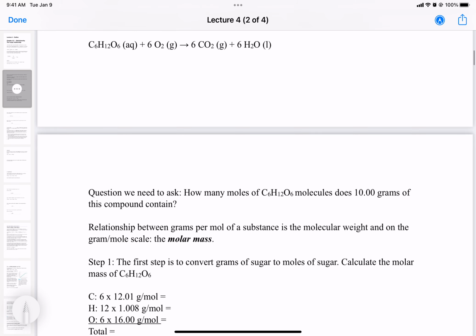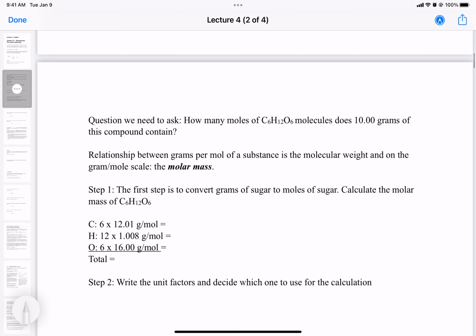So first, we need to know the relationship between grams per mole of a substance, and that is the molecular weight. And on the gram/mole scale, that's called the molar mass. So molecular weight would refer to a single atom or molecule, but usually in chemistry we talk about not just the single atom or molecule, but a whole lot of them, and usually we refer to that as the mole. So that's our unit of carrying out these chemical reactions by measuring out a mole of something, which we can translate to grams.